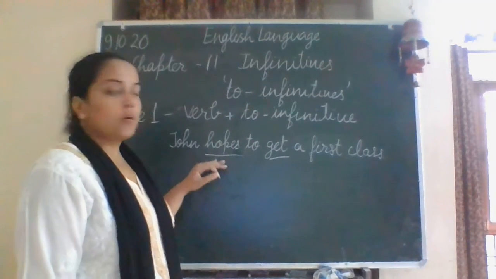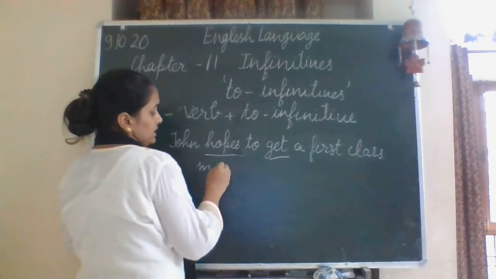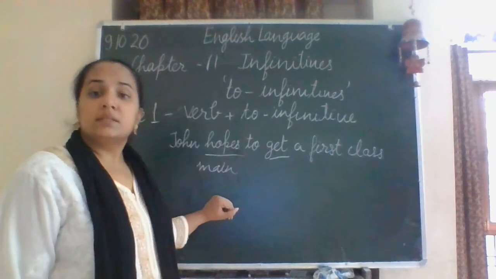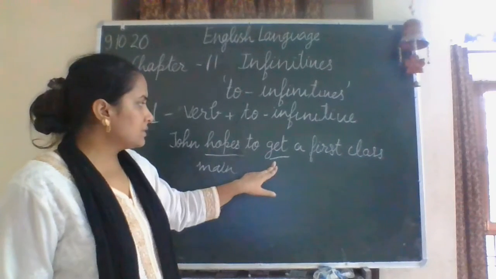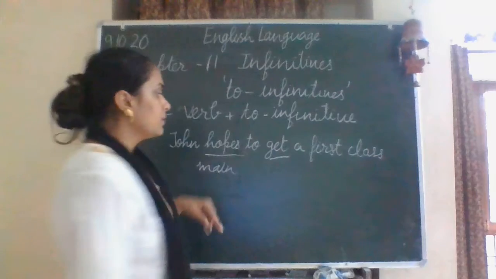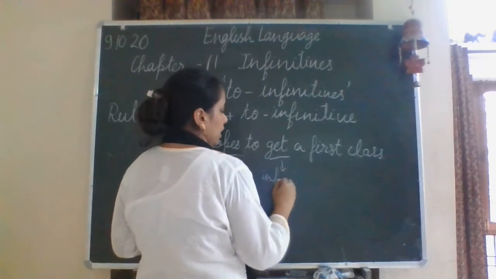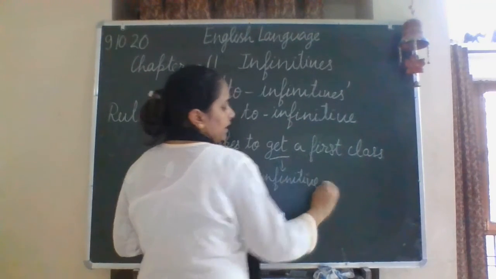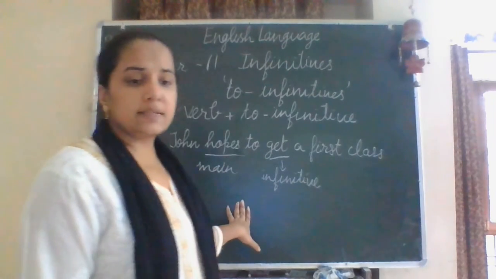Hopes is the first verb or the main verb of the sentence, on the basis of which we can determine the tense of the sentence. Whereas this get, since to is written before the second verb get, that's why this one is the infinitive. Let's take another example.